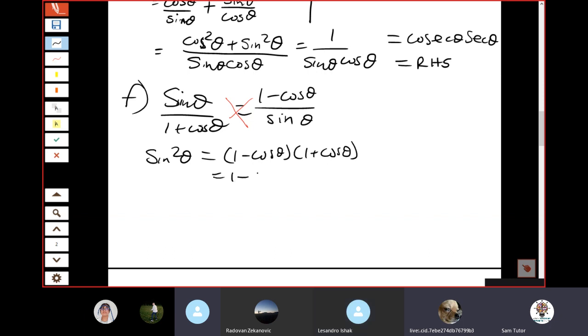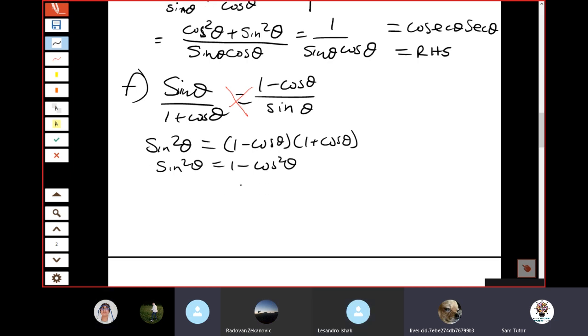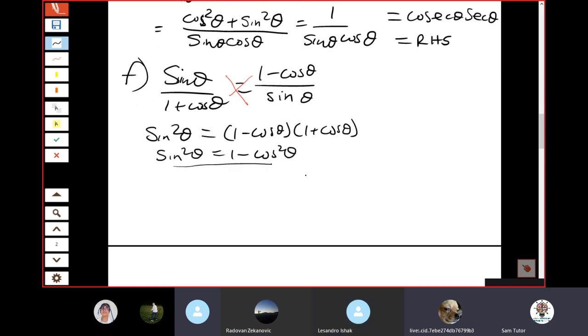Which expands to this, difference of 2 squares, just like before. And hey, that's something we know is true, isn't it? Sine squared theta does equal 1 minus cos squared. Now, Brad, you said cross multiply. We did it. I expanded it for you. Does this line now mean you proved this equals this?